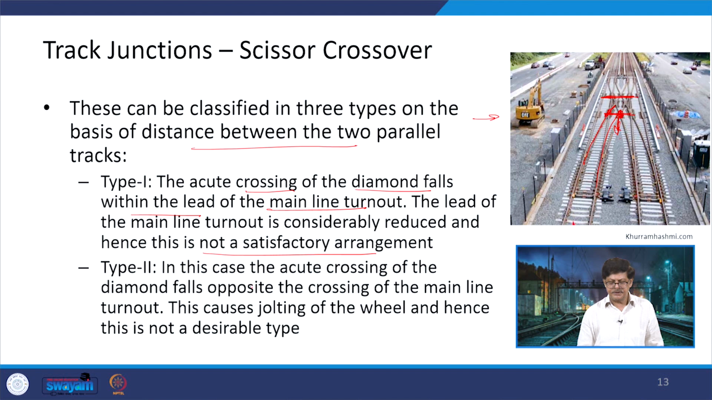The second one is where the acute crossing of the diamond falls opposite the crossing of the main line turnout. So, the ones being shown here are just facing each other. Now, this is also not desirable because it is going to cause jolting of the wheels. Okay, so, it is just crossing here and at the same time there is a crossing here also. So, the jolting motion will be there.